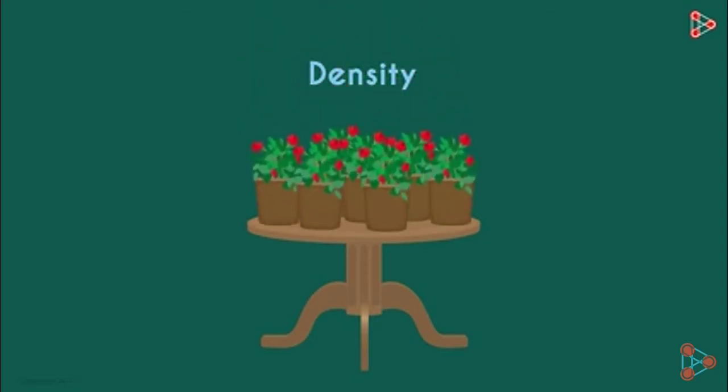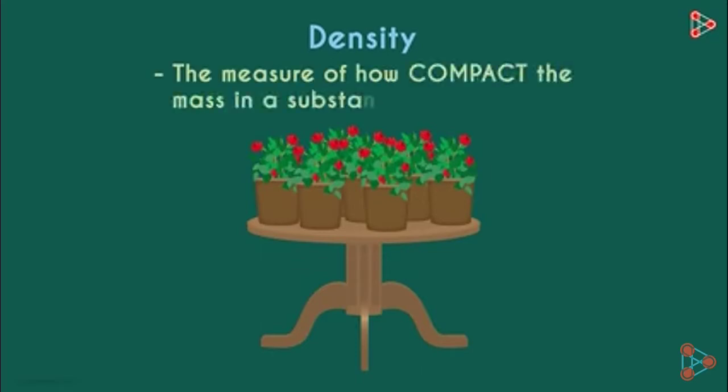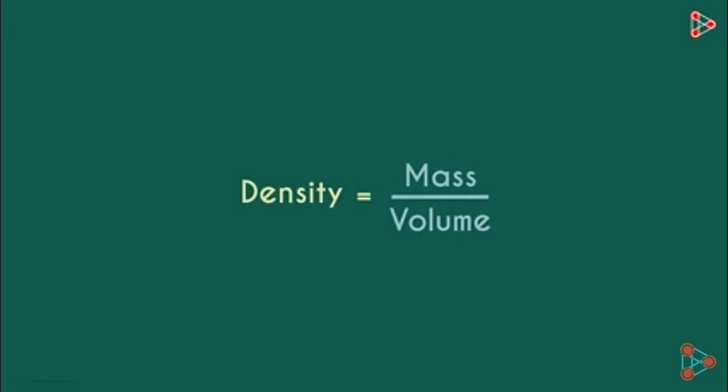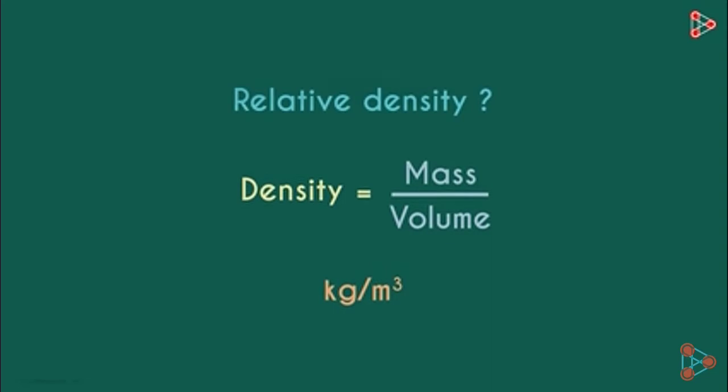There are more things, we say that it's denser. Density is simply the measure of how compact the mass in a substance or object is. It's mass per unit volume. And based on this formula, we can say that its unit is kilogram per meter cubed. So can you tell me what relative density is?